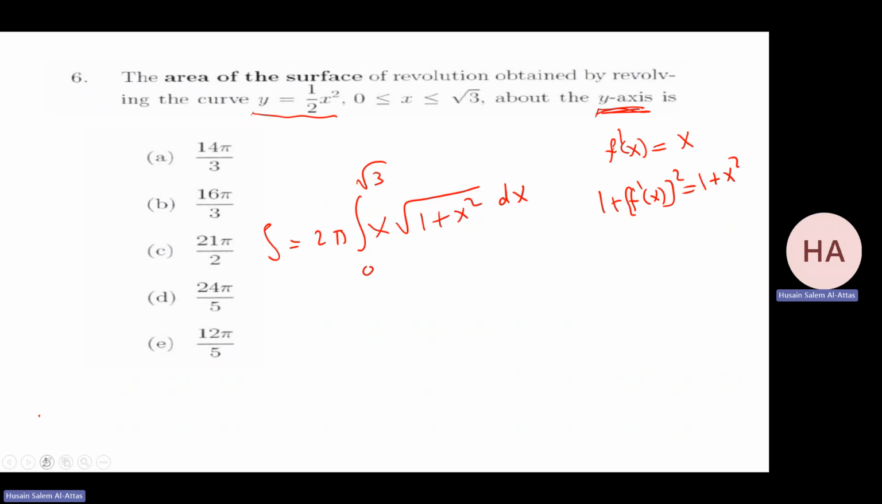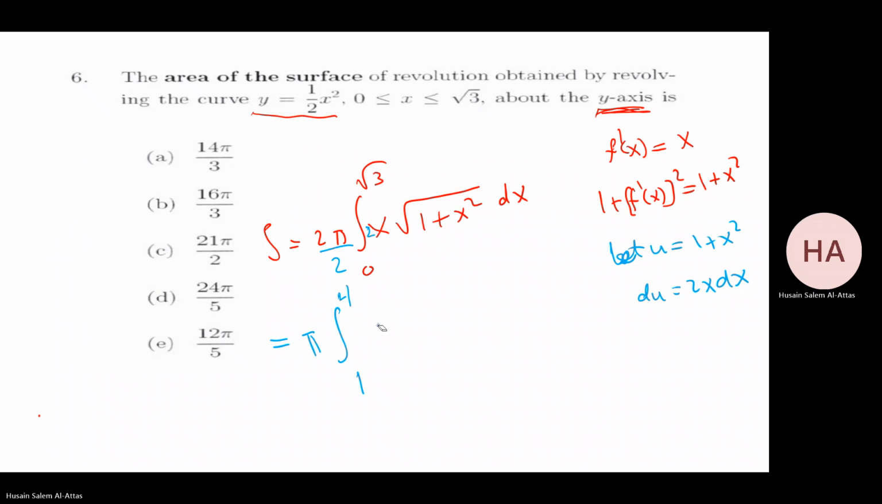I need to do substitution. So I need 2 and half. So I let u equal 1 plus x square. So du will be 2x dx. So that gives me what? Pi from 0 to square root, not 0, from 1 to 4. Okay. Square root of u. Yeah. U to the power half du.